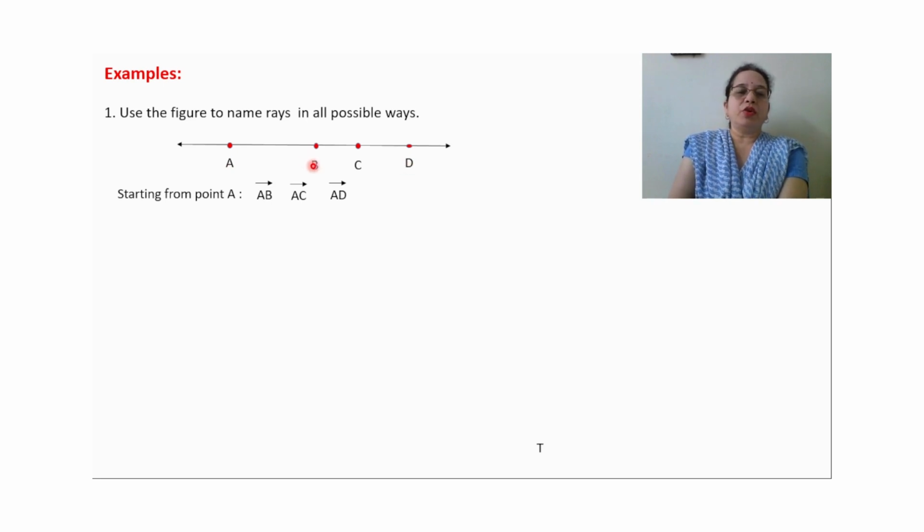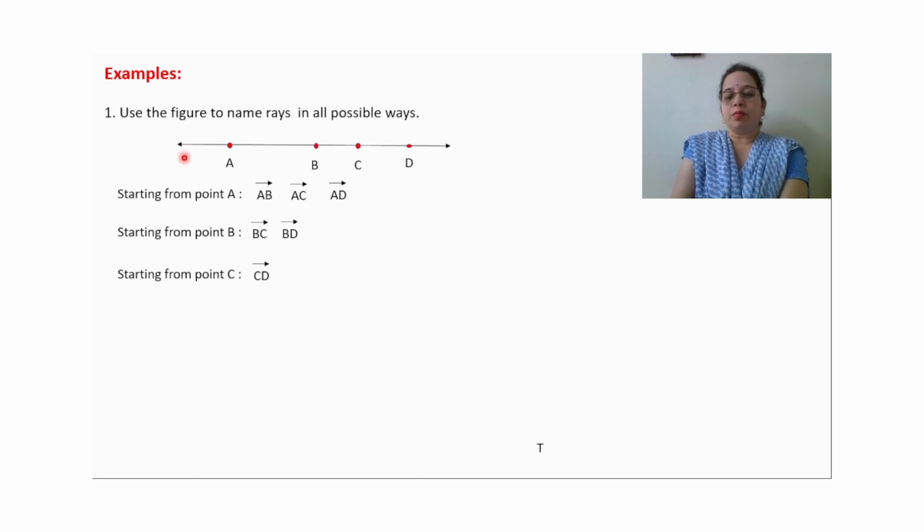Now take another point B. Starting from B, the next point is BC, then BD. Starting from C, we can say CD. Okay, there is one question. Starting from C, can we take CB? Can we take CA? Yes, we can take it because on this side also one arrow is given.